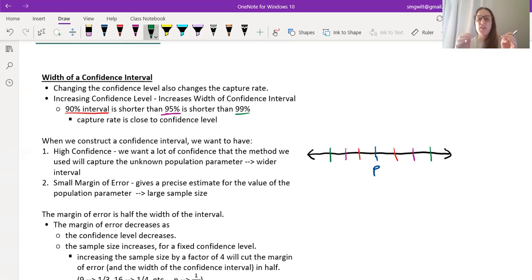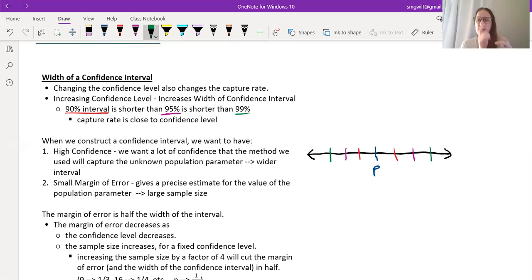And then again, as I conduct more trials, if I average out the capture rate of each of these samples, that will get closer and closer to that confidence level. So if I do 100 of these samples, 90 of those 100 should capture that population proportion. So when we construct a confidence interval, we want to have high confidence.